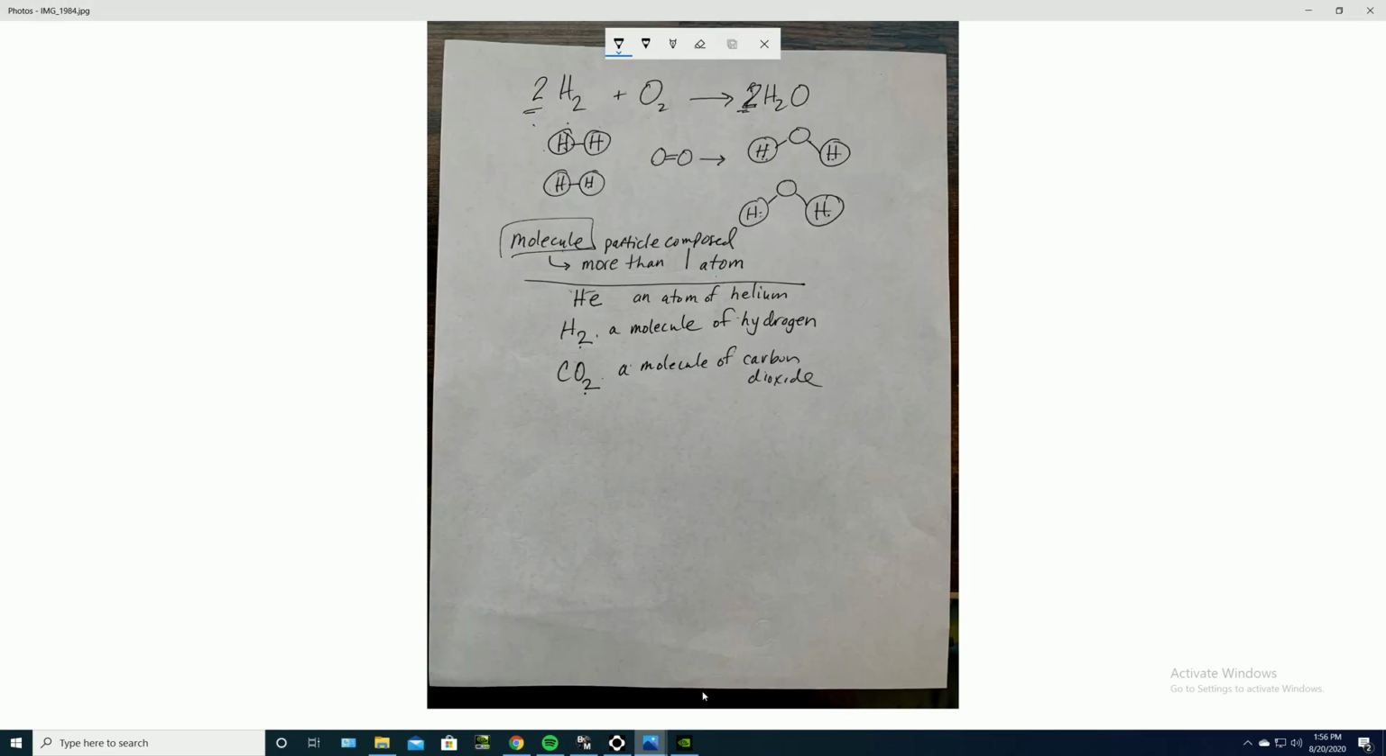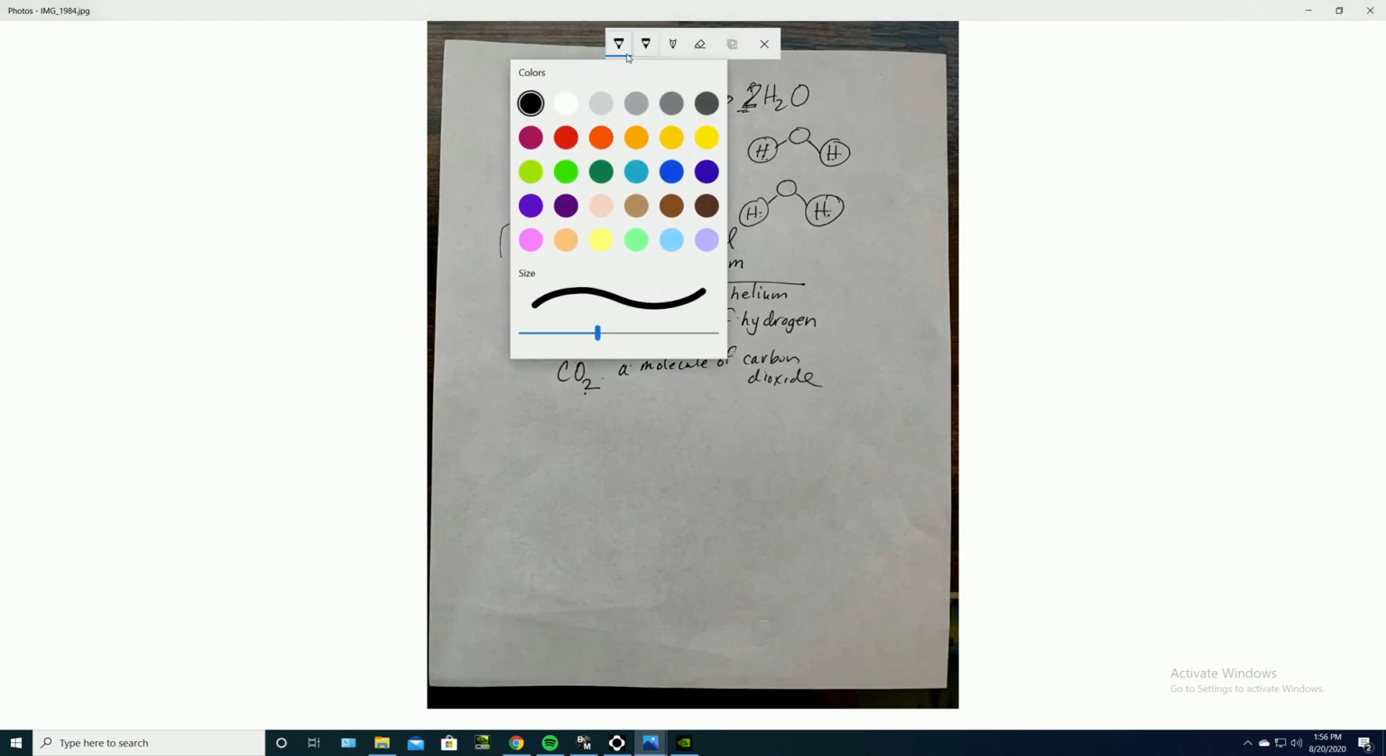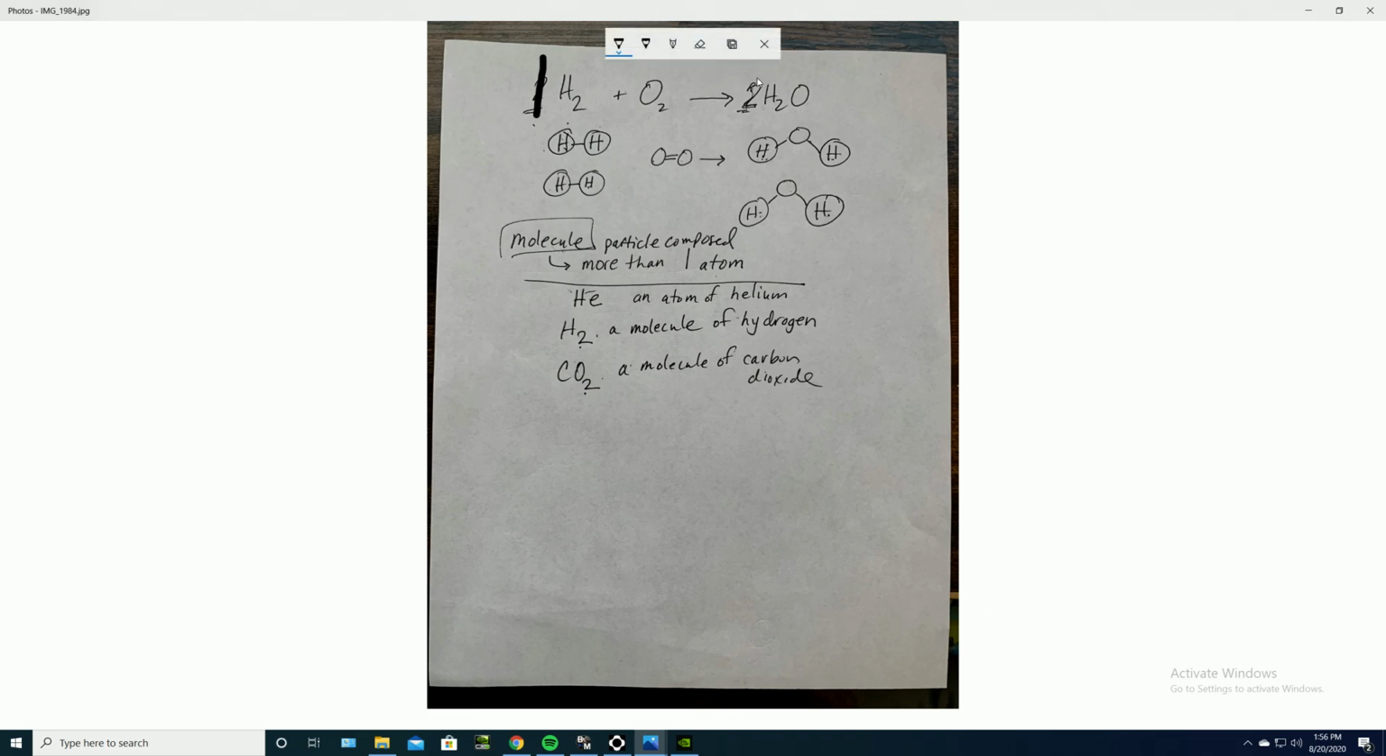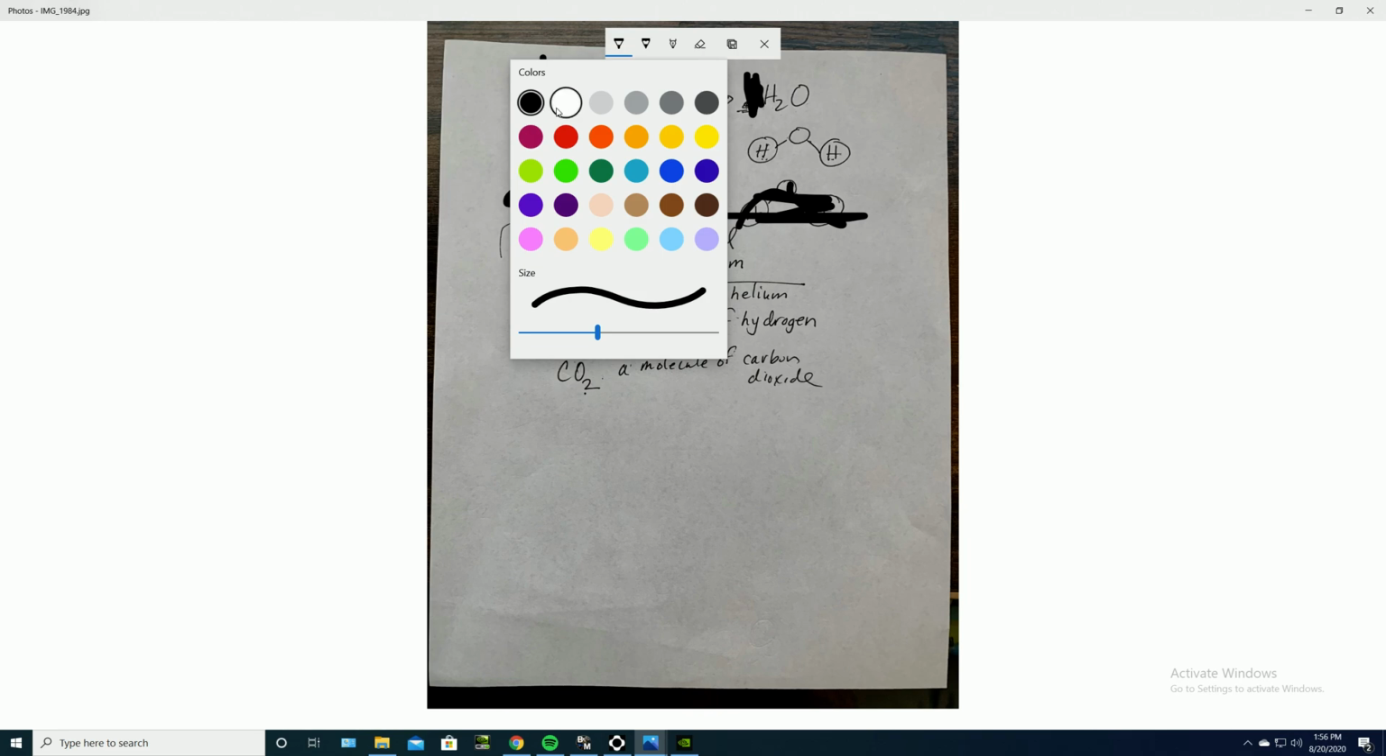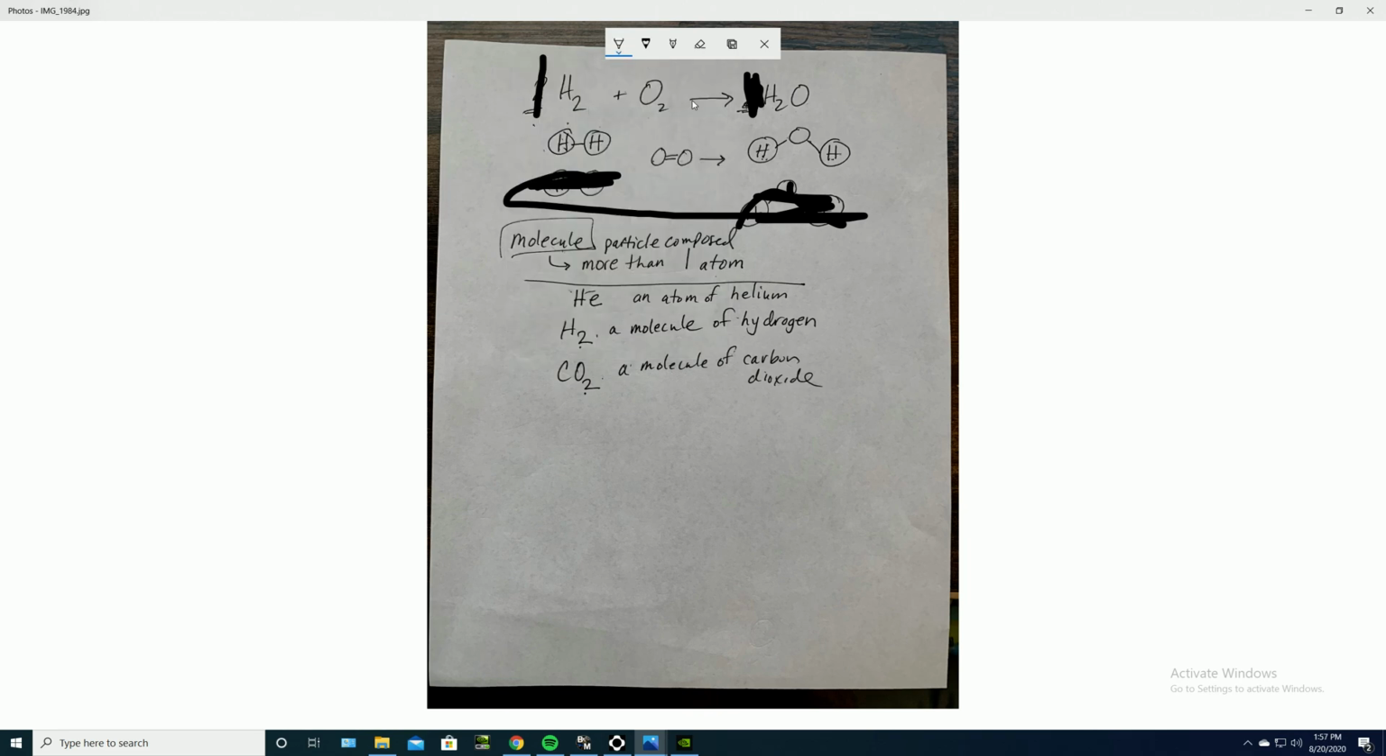Now let's move on to how to properly do a chemical equation. So let's cross these off real quick. Do not pay attention to those. We will talk about those later. But right now we have the equation right here: H2 plus O2 is equal to H2O.